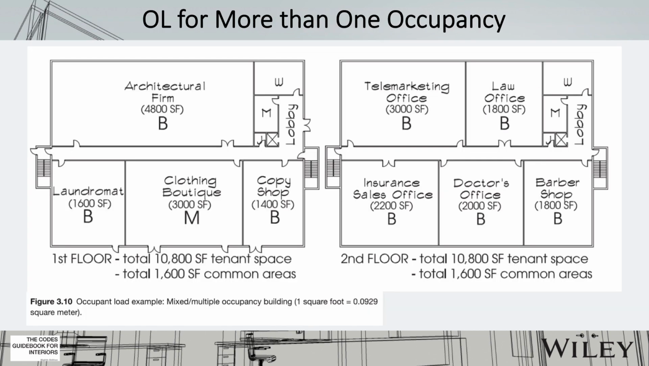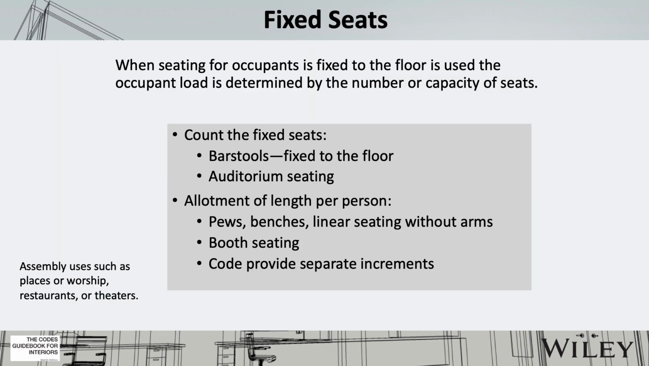These illustrations show us 2 floors of a building, first and second floor, with a variety of occupancy classifications. Each one would then need to be determined by dividing the occupant load factor into the square footage for the space to get an occupant load for each individual unit. These last slides go into the concept of fixed seatings, which you might typically see in a restaurant, bar, or large auditorium space or church.